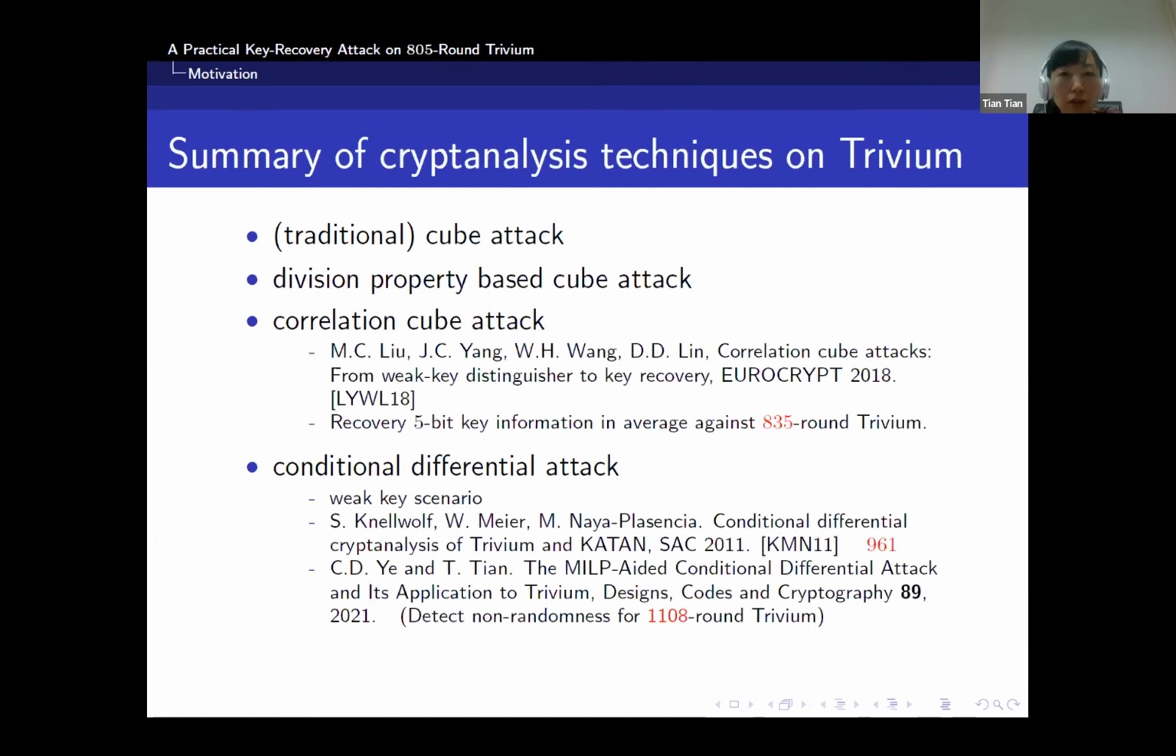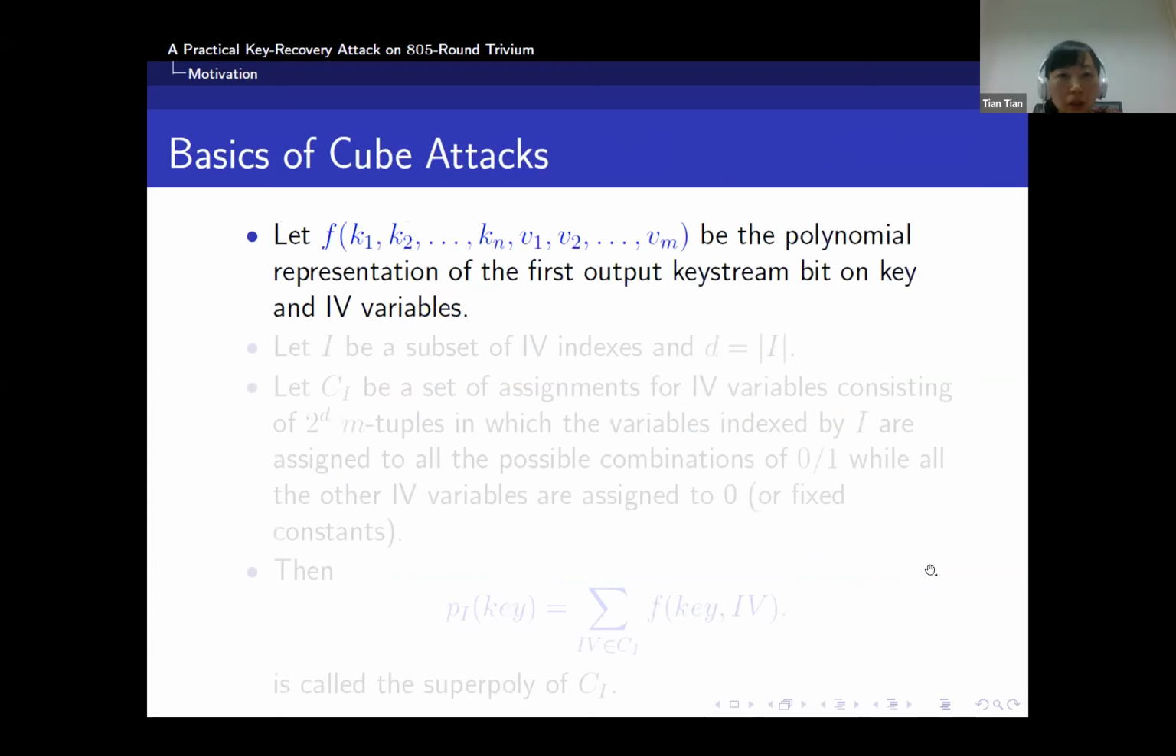There are 4 important attacks on Trivium. They are cube attacks, division property-based cube attacks, correlation cube attacks, and conditional differential attacks. In this talk, we focus on cube attacks. We introduce some basics of cube attacks.